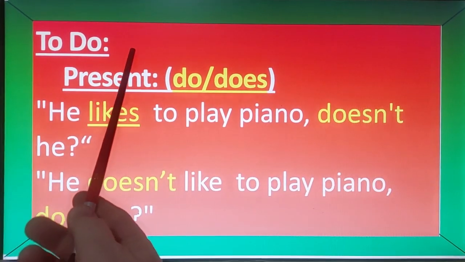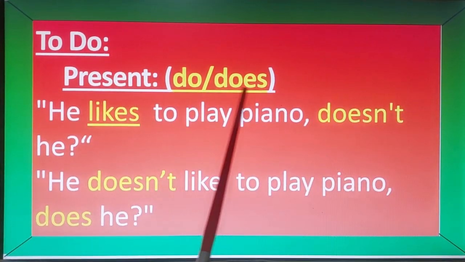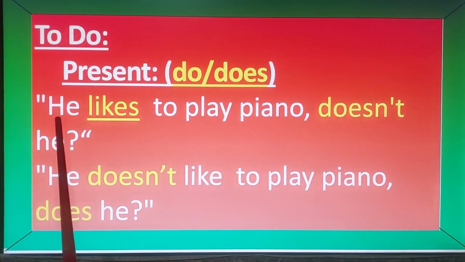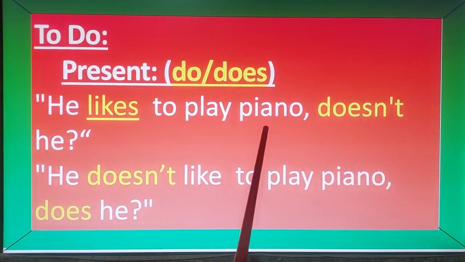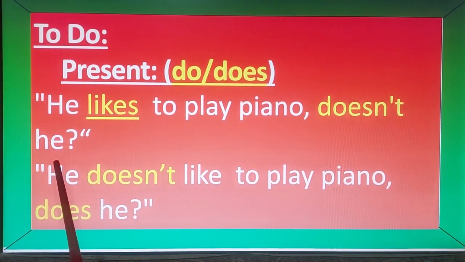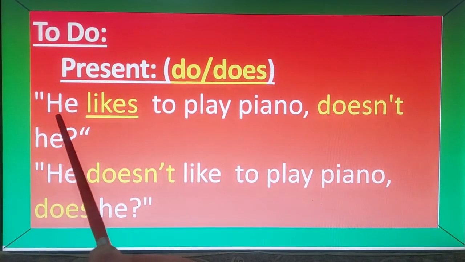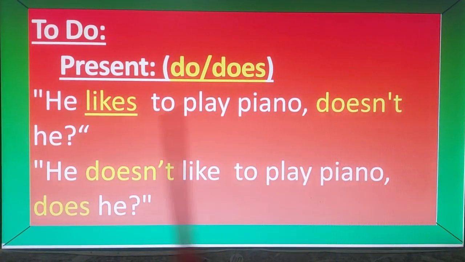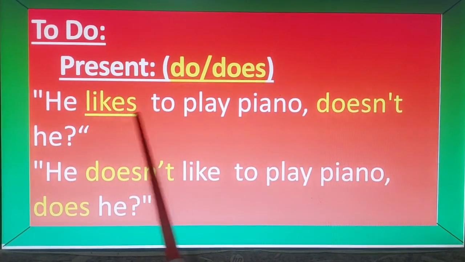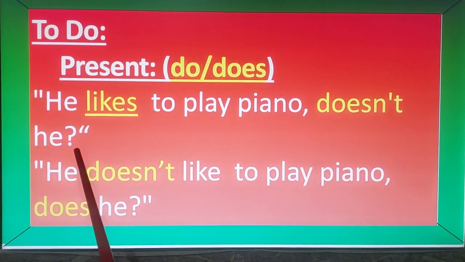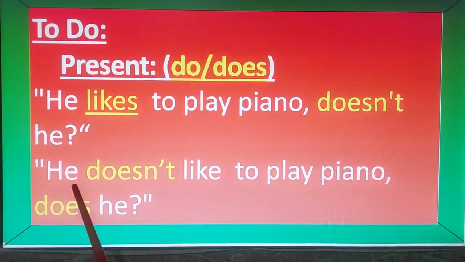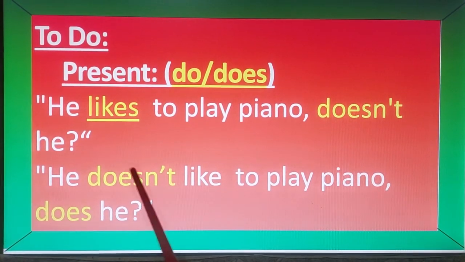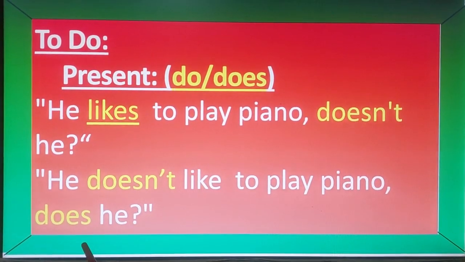The auxiliary to do in the present, we have do or does. Does for the third person singular. We say he likes to play piano, doesn't he? Because when we put the negative, we say he doesn't like to play piano. But here it's a question. He likes to play piano, doesn't he? In the negative, he doesn't like to play piano, does he?